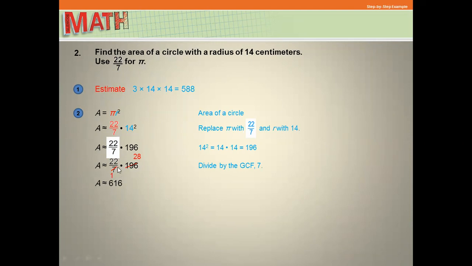After we simplify 7 and 196, divided by 7, divided by 7, 7 divided by 7 is 1, and 196 divided by 7 is 28. So 22 times 28 is 616.